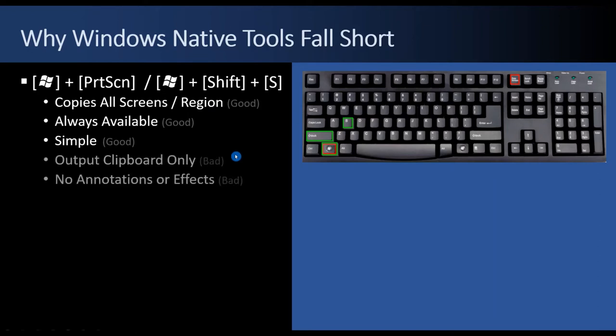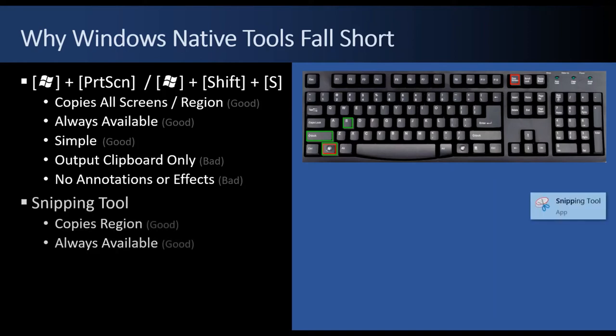However, it only outputs to the clipboard, and that's not so great. And it also has no annotations or effects, and we'll see later how beneficial those can be and why you would want to use a Greenshot or some other tool so that you can get access to those annotations and effects. Now let's move along to the snipping tool that also comes with Windows.